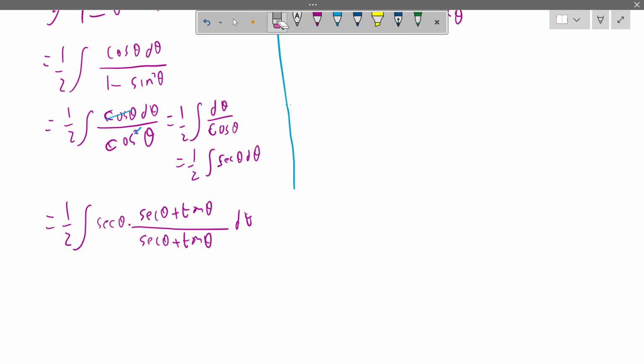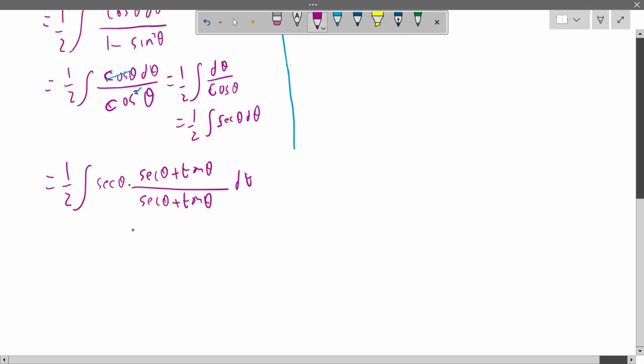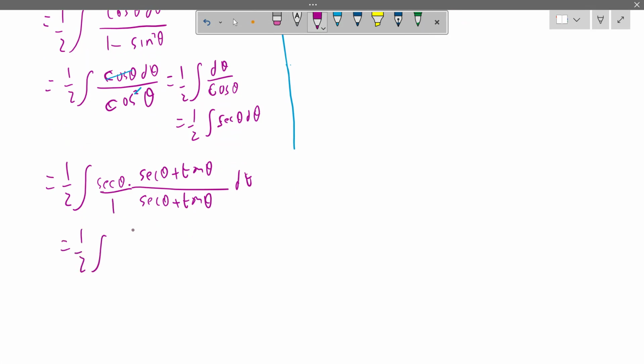All right, so we have this, and then we can multiply these fractions together. So we have 1/2 times the integral of secant squared theta plus secant theta tangent theta over secant theta plus tangent theta, d theta.